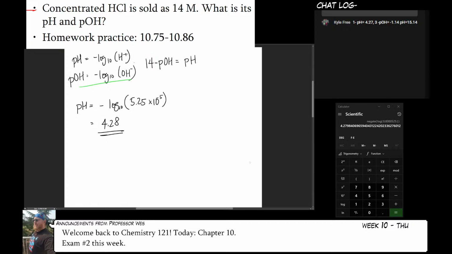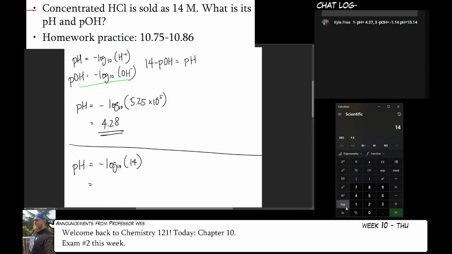All right. Concentrated HCl is 14 molar, so what would the pH of something that's 14 molar be? You just get this as your equation, which would be, I'll type in 14, we'll hit log, and then we'll negate it. And so there's the pH. Actually, I guess this would be 1.15, huh? Which is sort of the lowest pH that you can get to, around pH 1.1, 1.2.